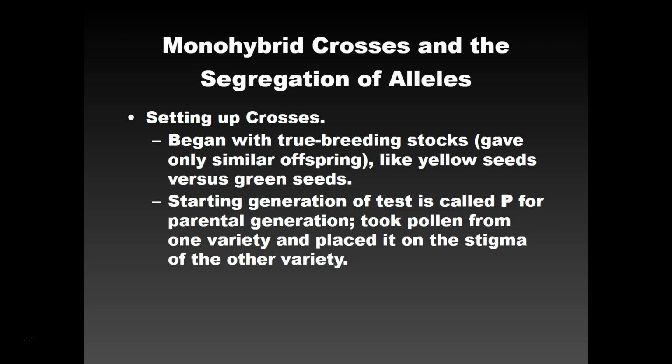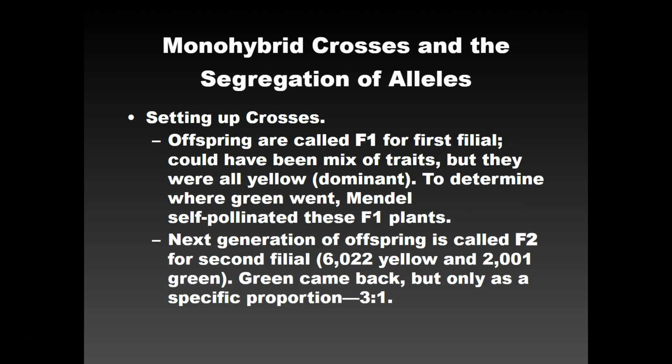So he set up with true breeding crosses. They're called true breeding because they always give you the same kind of offspring. So if you have a plant that's true breeding yellow seeds, it's always going to give you yellow seeds. If you have a plant that's true breeding green seeds, it's always going to give you green seeds. The starting generation is called P for parental. He took pollen from one variety and placed it onto the stigma of another variety. So he took true breeding yellow and crossed it with true breeding green.